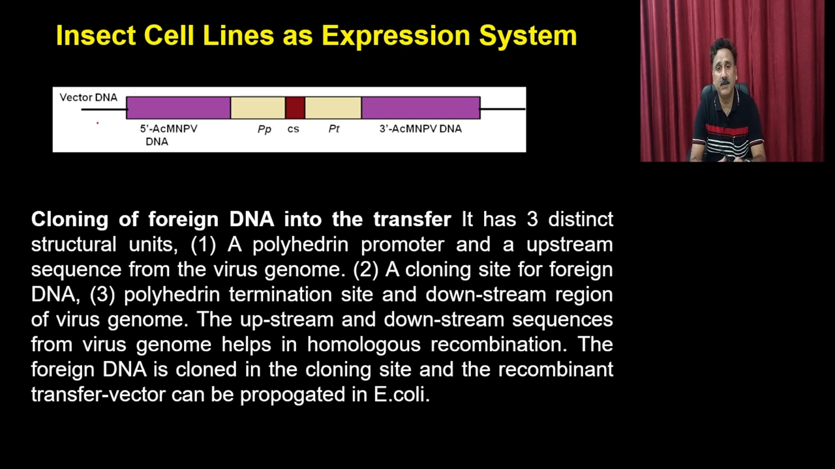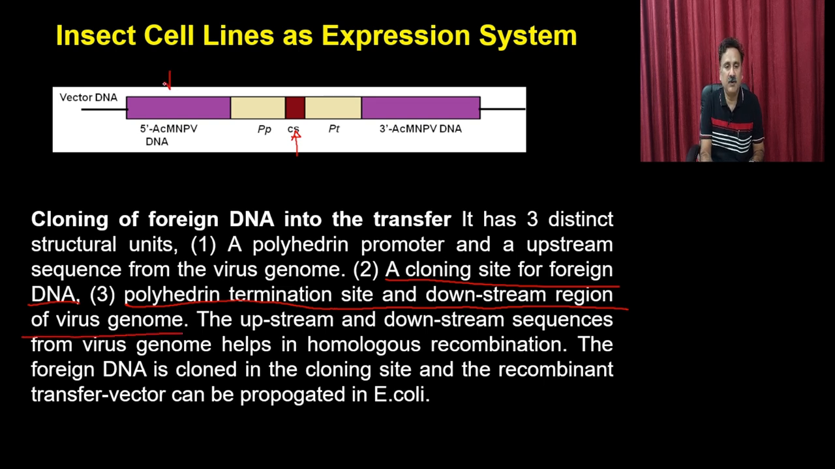Now let's take a quick look at what the baculo expression system looks like. In the baculo expression system, you have a polyhedrin promoter. This is the polyhedrin promoter, right? And then you also have a cloning site for the foreign DNA. This is the cloning site for a foreign DNA. And then you have the polyhedrin termination site and a downstream region of the viral genome.